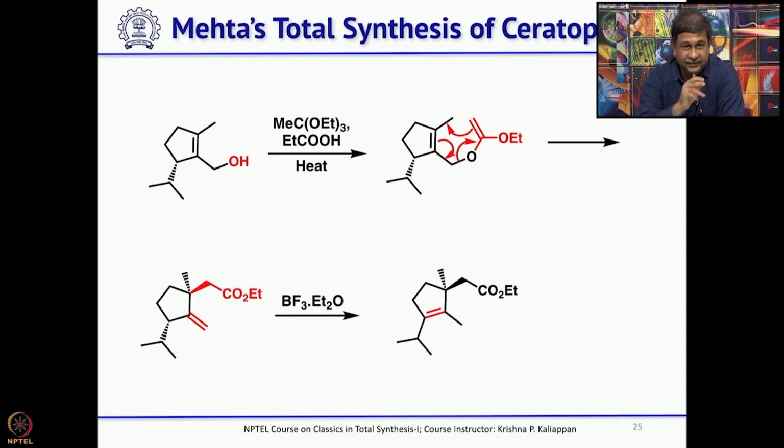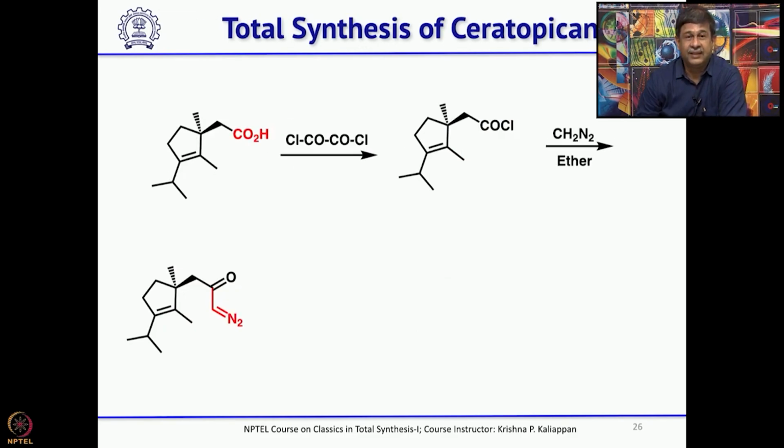Before that, as I said, you do not want the double bond here. The double bond should go inside so that the diazoketone can be added to this double bond. So, the migration of the double bond to the internal double bond was done under acidic condition, that is Lewis acidic condition. Now, hydrolyze the ester to carboxylic acid, and that carboxylic acid upon treatment with oxalyl chloride, you get the corresponding acid chloride. This upon treatment with diazomethane, you get the corresponding diazoketone.